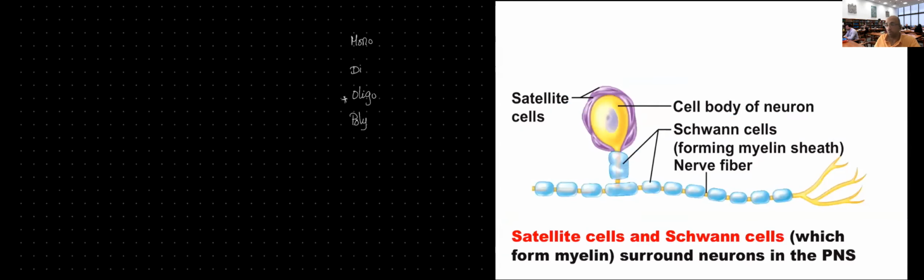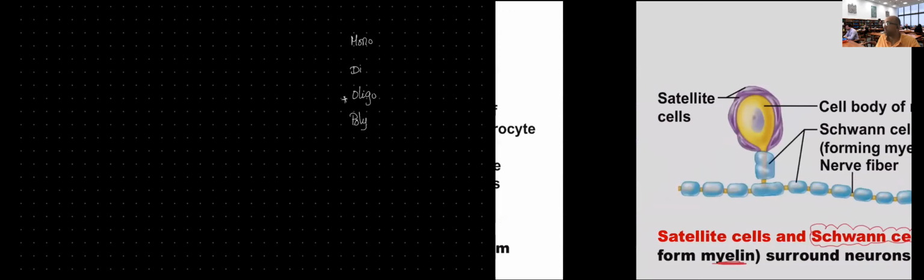The cells responsible for the formation of the myelin sheath around the nerve fibers, but this time in the peripheral nervous system, outside of the brain and spinal cord, are called Schwann cells.